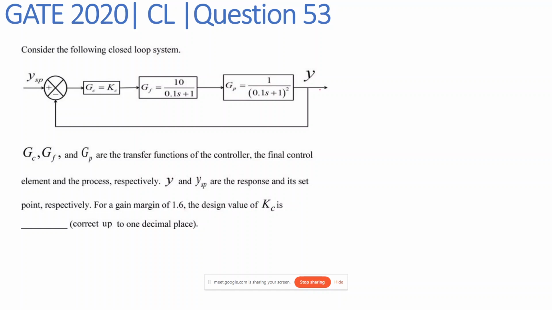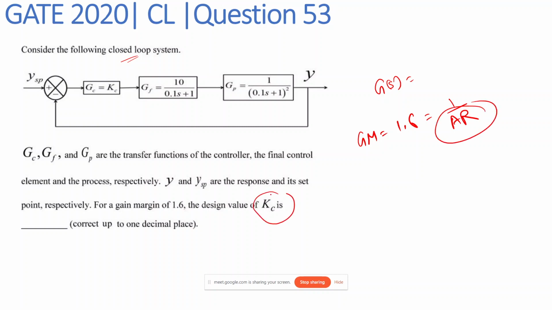Here, we have been given a block diagram corresponding to the closed loop system. The first thing we will do is find the transfer function of this block diagram. Since we have been given the gain margin equal to 1.6, on the basis of that we can calculate the amplitude ratio, since gain margin is equal to 1 upon amplitude ratio. Using this amplitude ratio, we can calculate the design value of Kc. So let's take a look at the solution.